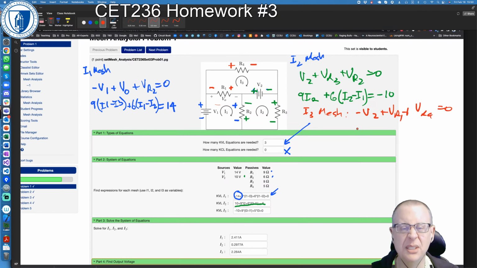So minus V2 is minus 10, and then VR1, R1 is 9, so it's plus 9 times I3 minus I1, right? And then the last one is R4, which is 5 times I3, and that equals 0.